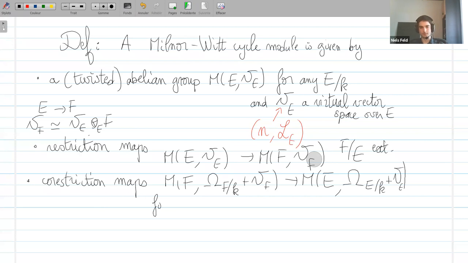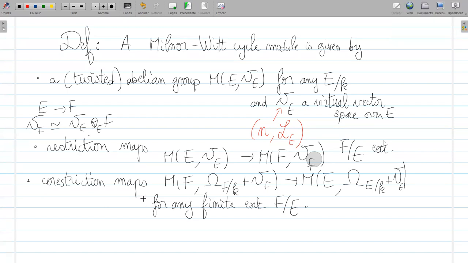So for any finite extension. What is the relation between VF and VE in the last? Yeah, again, this notation just means that every time I say VF, I mean the pullback by the obvious map. This is just a notation. Okay. So we do need to twist here. This is the Kähler differential space, but more generally, we need to twist by line bundles and cotangent complexes.